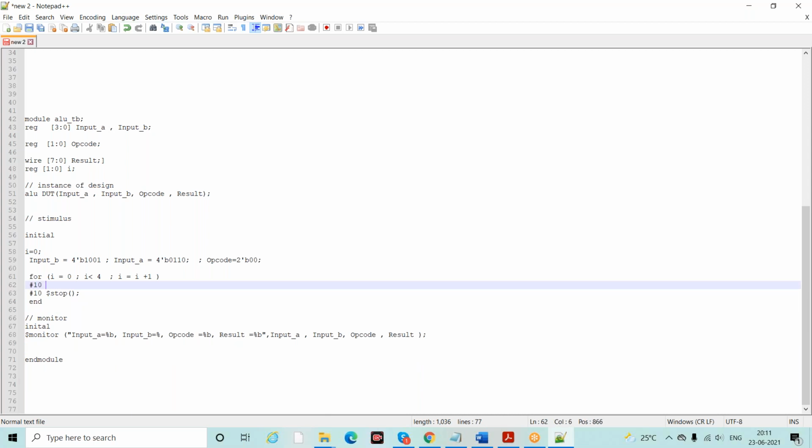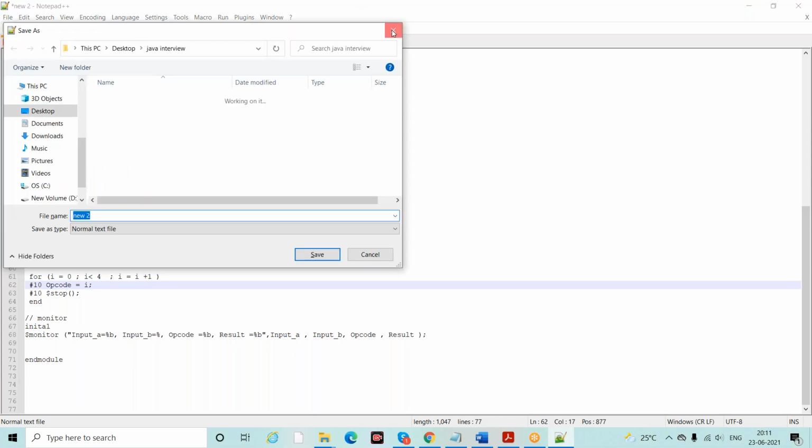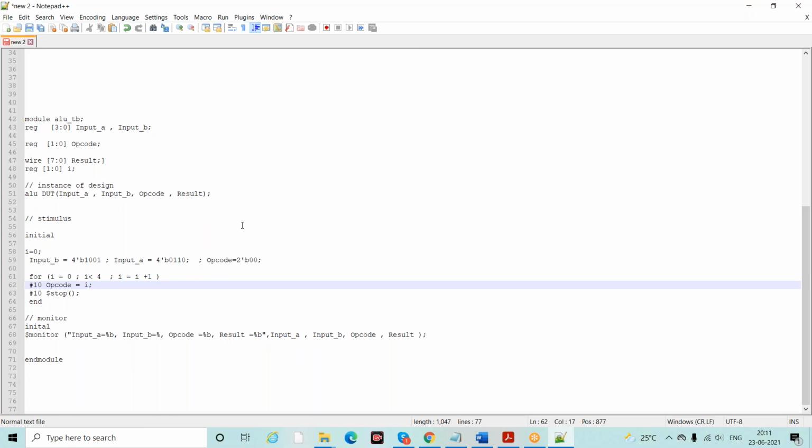Opcode equal to this statement, or else you need not concatenate here because only one variable is there. That's it. You get the same result, no changes. I hope you understand up to here.